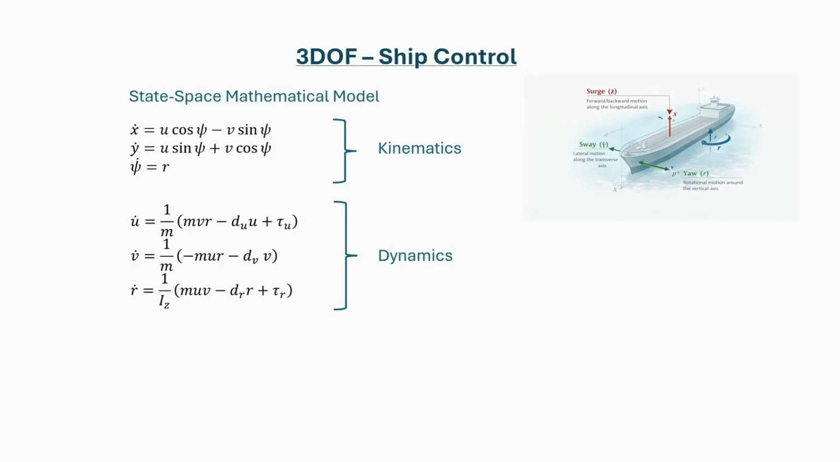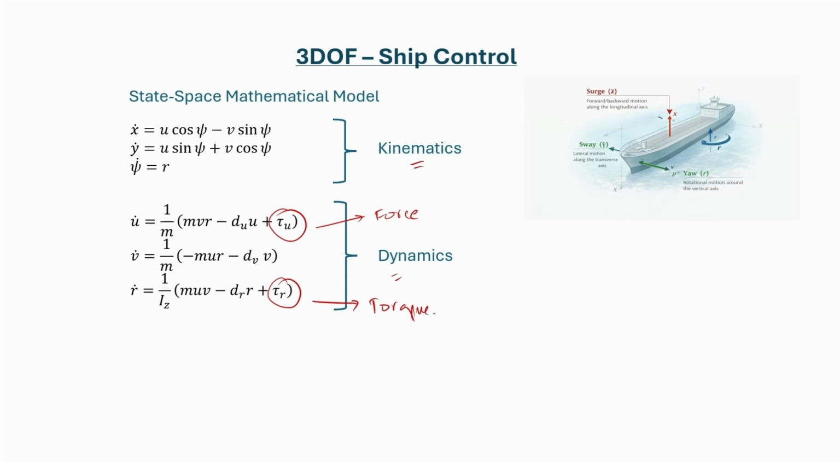This is our state space mathematical model for 3 degree of freedom ship control. You can see it has two parts. First one is kinematics and the second one is dynamics. So the goal of 3 degree of freedom ship control is to design control laws such that it achieves desired position. So we have two control inputs. One is tau u, one is tau r. This is actually a force, and this is a torque.